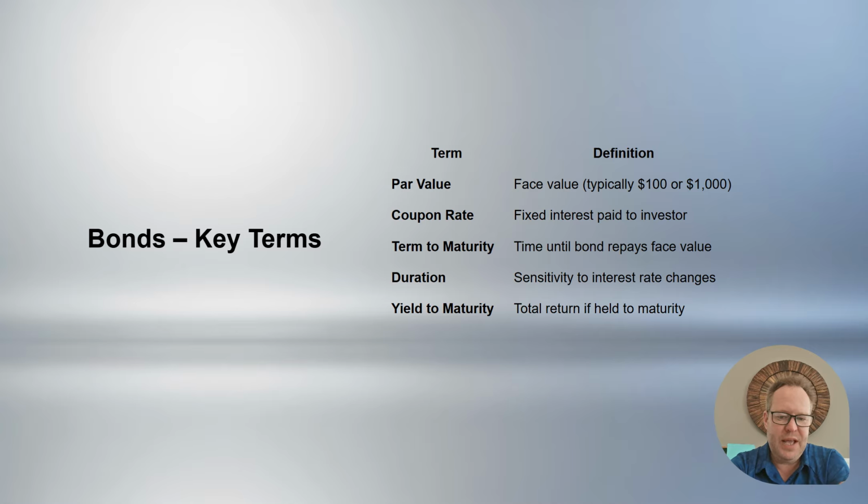Yield to maturity is a term used to describe the total return of a bond if held to maturity.